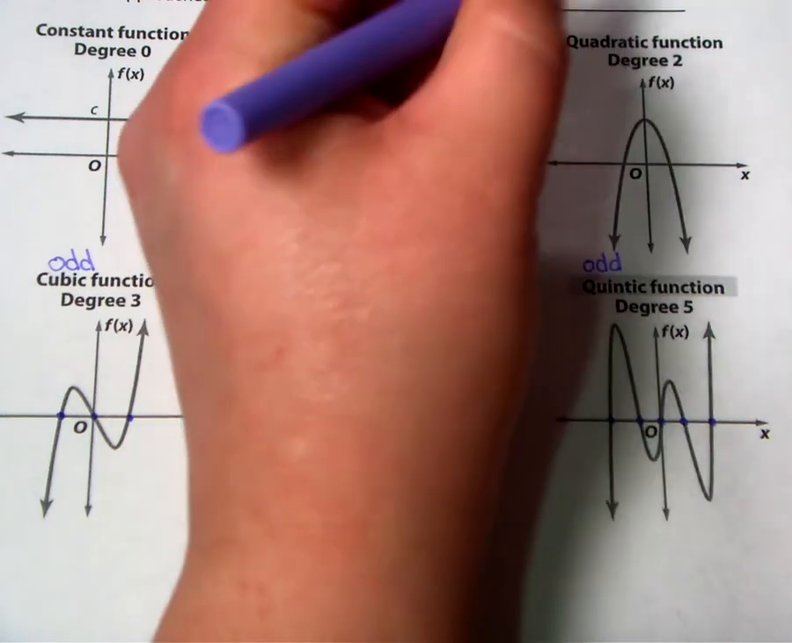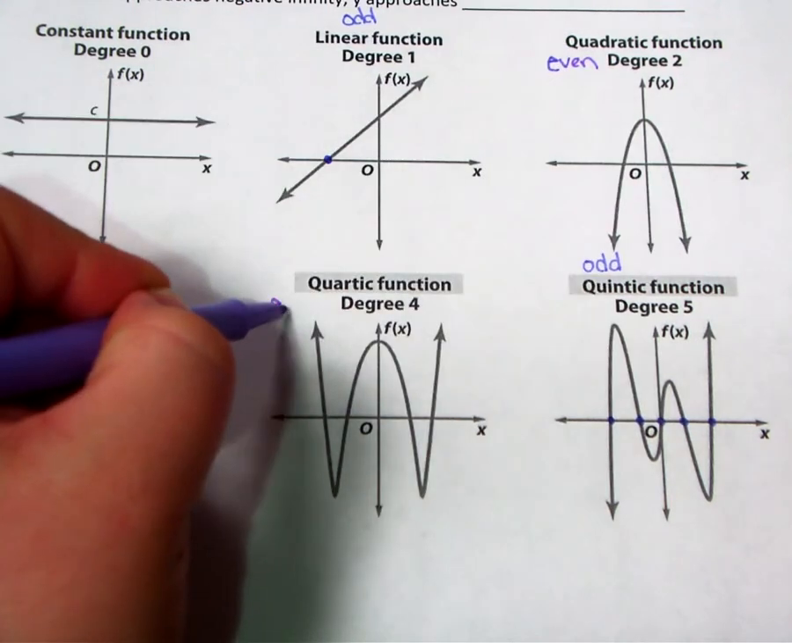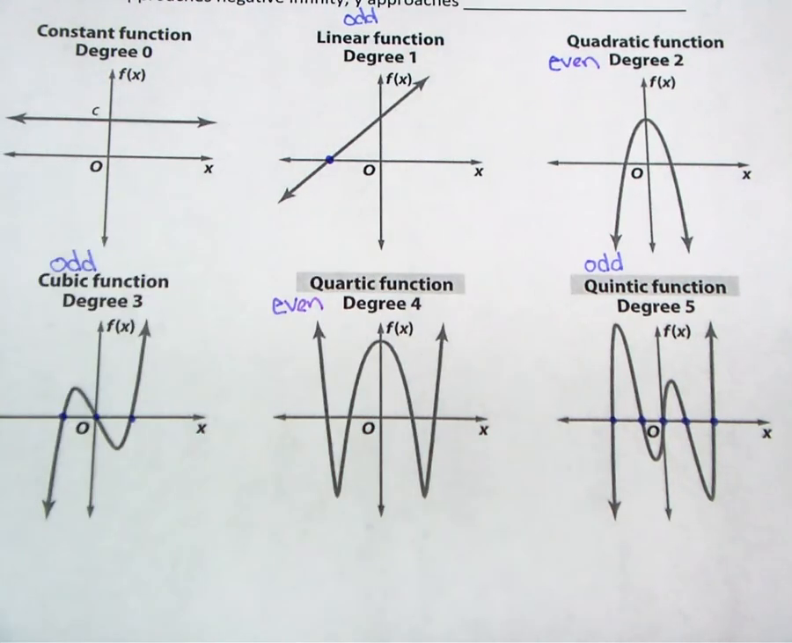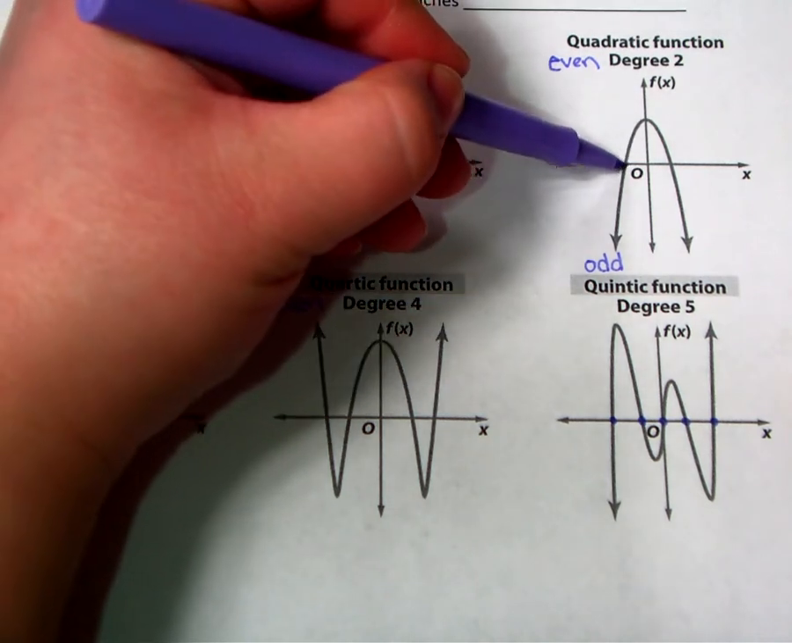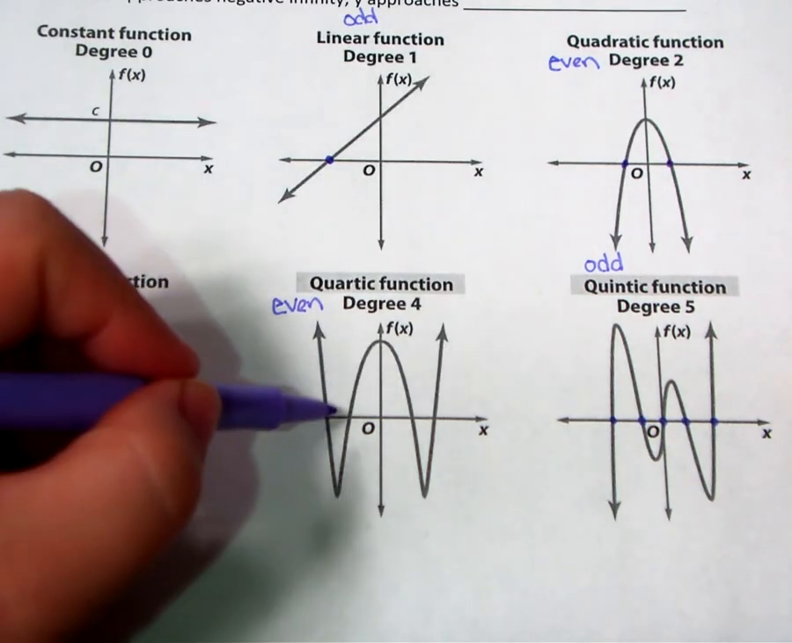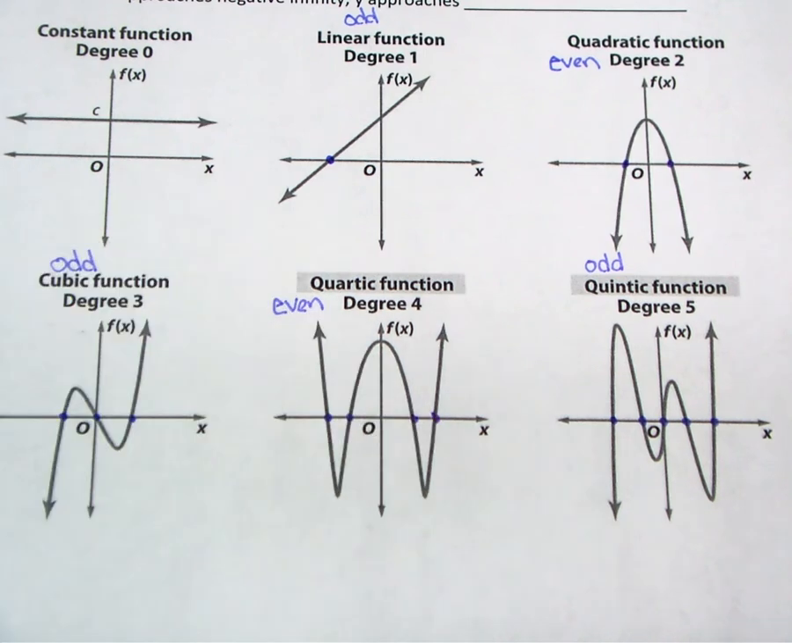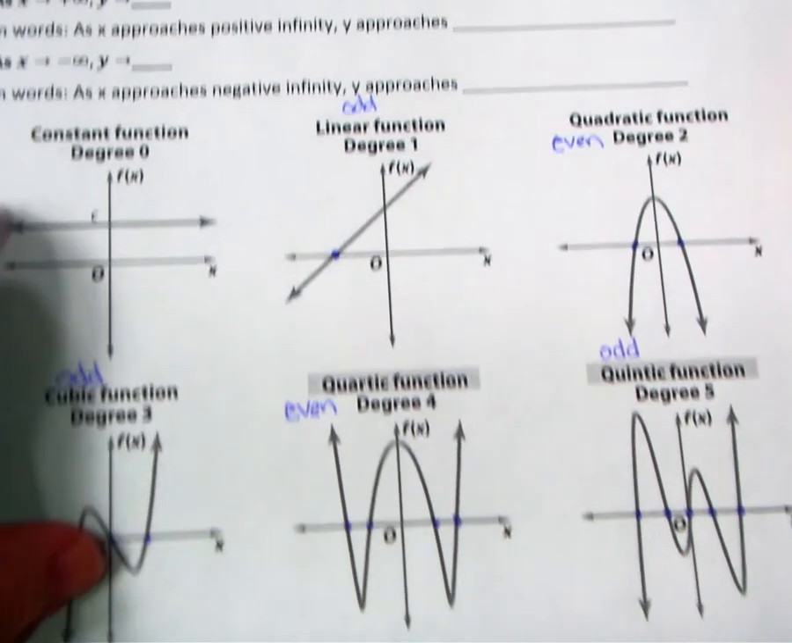So that makes these last few here even degree functions. So an even degree function of 2 can have at most 2 places where it crosses the x-axis. Even degree function of 4 would have at most 4 places it would cross the x-axis, or any even number below that. Let's talk about end behavior.